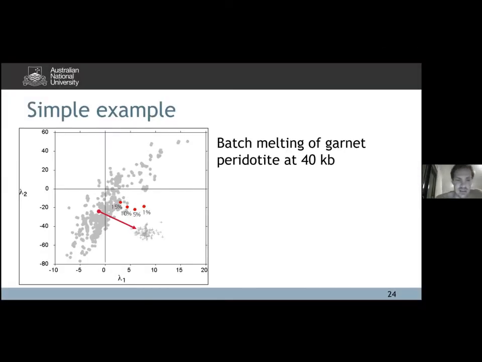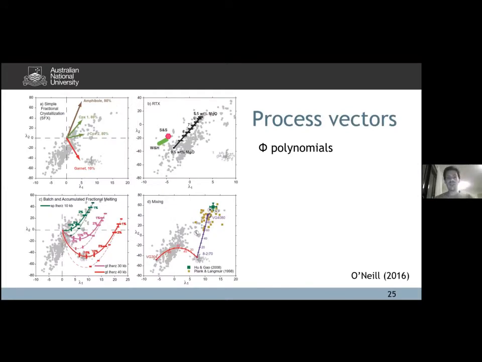Back to the presentation. There are all kinds of different process vectors. You have them for fractional crystallization, you have them for mixing, fractional accumulated batch melting, recharge, all of that. And there are all kinds of ways in which you can model all of these things. Those are the three polynomials, and they're described in the O'Neill paper. And just for example, you remember those OIBs that were in here. We had those different arrays, so they can be explained by just melting at different pressures, because this one is 30 kilobars, this one is 40 kilobars.